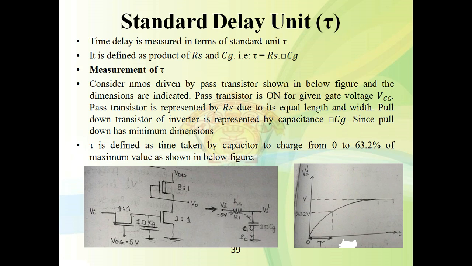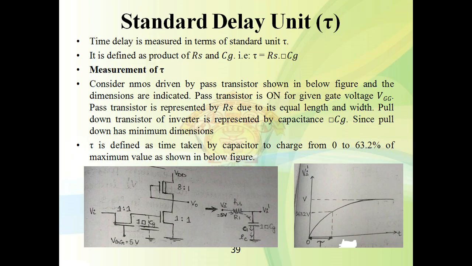In previous videos we discussed sheet resistance and standard unit capacitance. Sheet resistance is the channel resistance for the same length and width ratio of the transistor. And standard unit capacitance is the capacitance of the minimum feature size transistor, which is 1 square Cg.